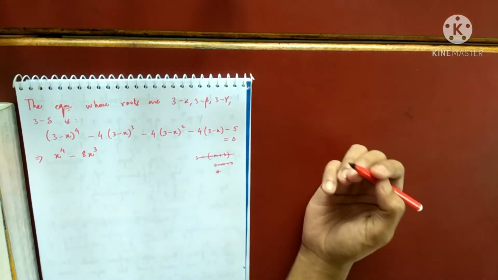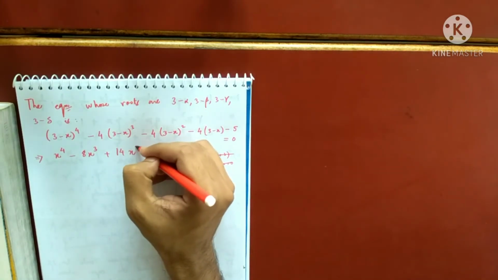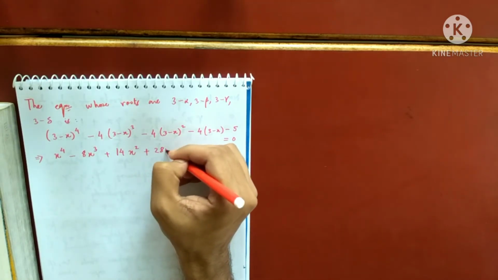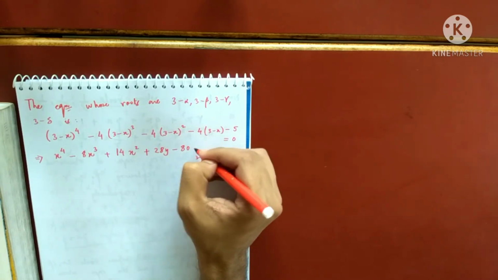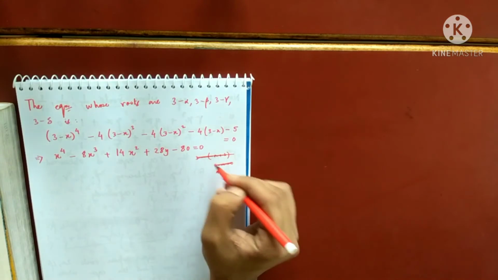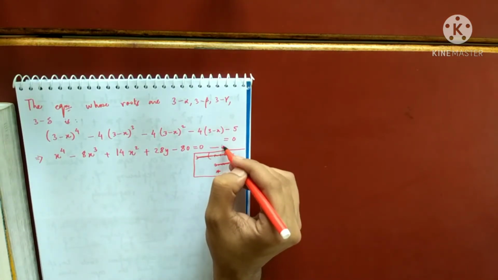x to the power 4 minus 8x cube plus 14x square plus 28x minus 80 equals to 0. You should get something like that, okay? x to the power 4 minus 8x cube plus 14x square plus 28x minus 80 equals to 0. So this is some equation 2.